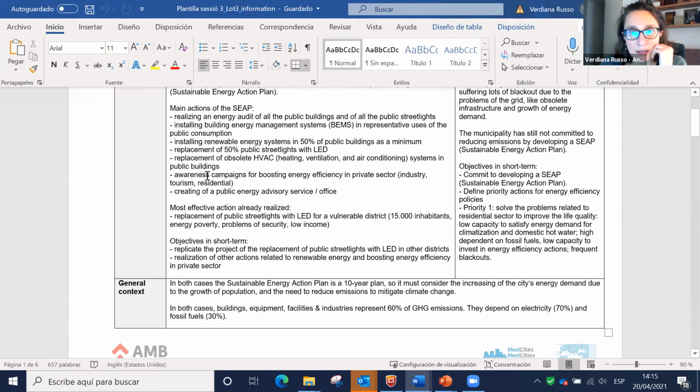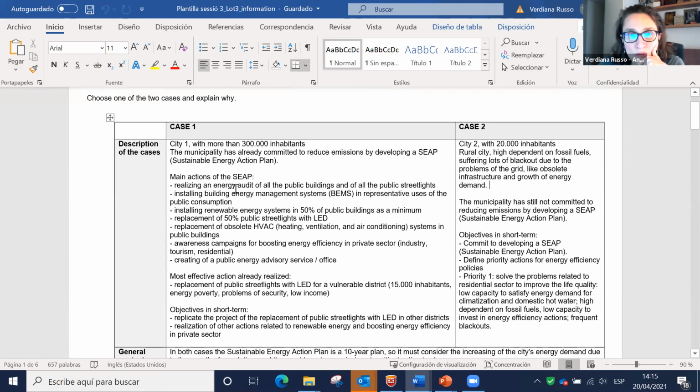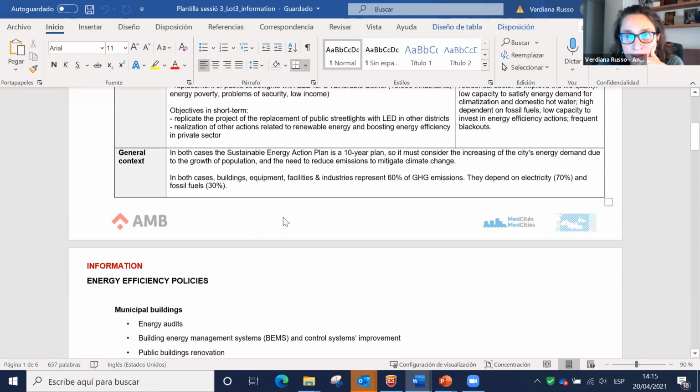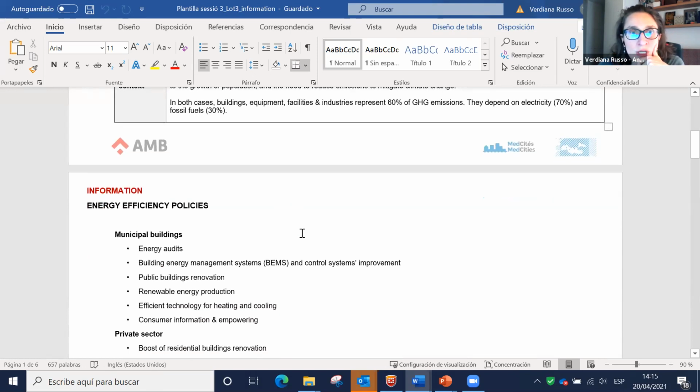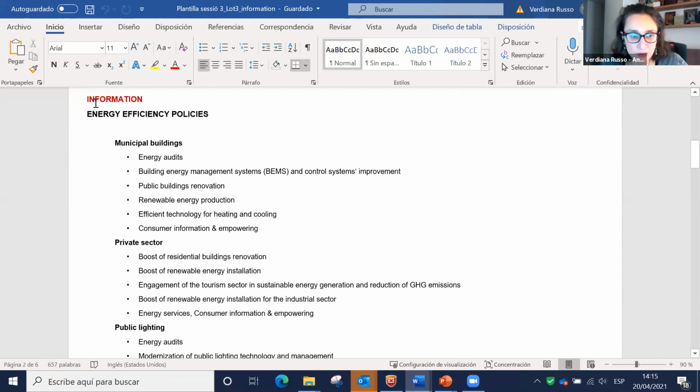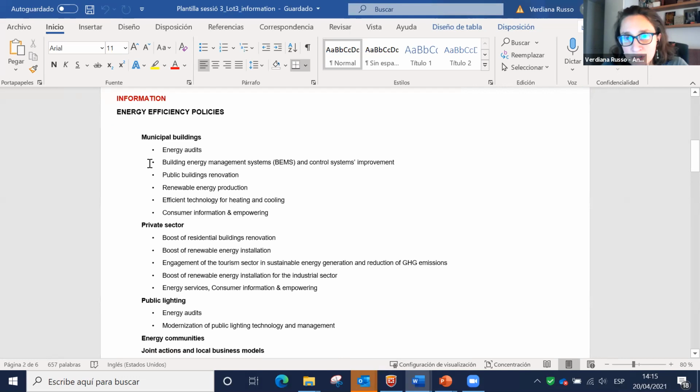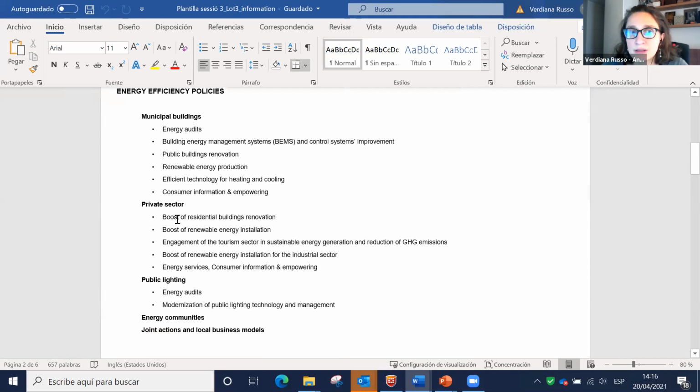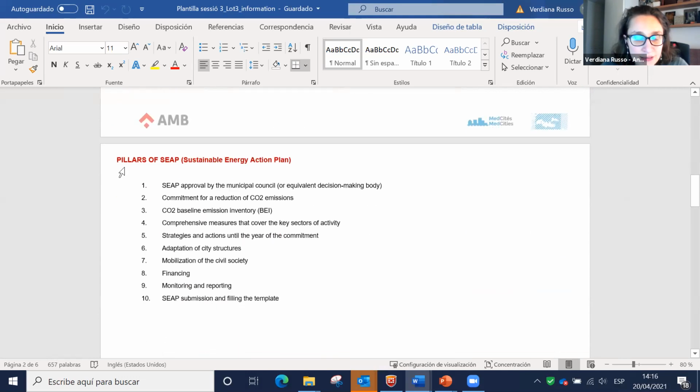These are the cases so you have to choose one of them, and then we have given you also some other information that can be helpful for you in order to discuss the actions. Some information about energy efficiency policies that you can include in the case of City 2, for example. These are the same that we explored and talked about in the previous session. Then some pillars of the Sustainable Energy Action Plan. It can be useful for both the cases, City 1 and City 2.